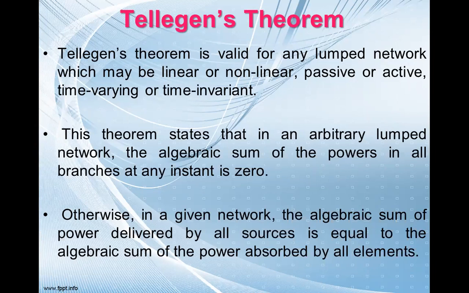Now let us have the other way of demonstrating this Tellegen's theorem. In a given network, the algebraic sum of the power delivered by all sources is equal to the algebraic sum of the power absorbed by all elements. So the source will deliver the power, and the elements, either active elements or passive elements, will consume the electrical power.